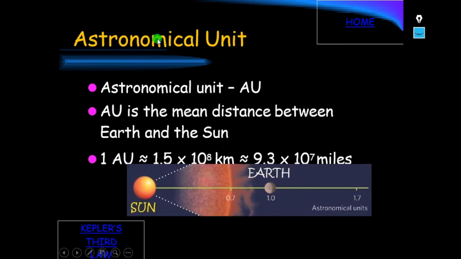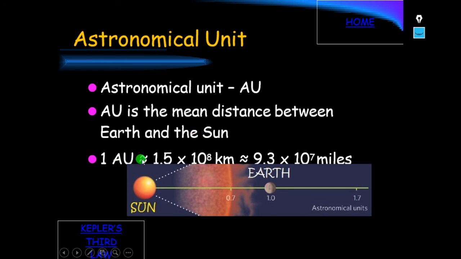So now we'll come to know about astronomical unit. I have just now told that semi-major axis is calculated in astronomical units. So astronomical unit is termed as AU. AU is the mean distance between the earth and the sun. So the mean distance between earth and the sun is called astronomical unit.